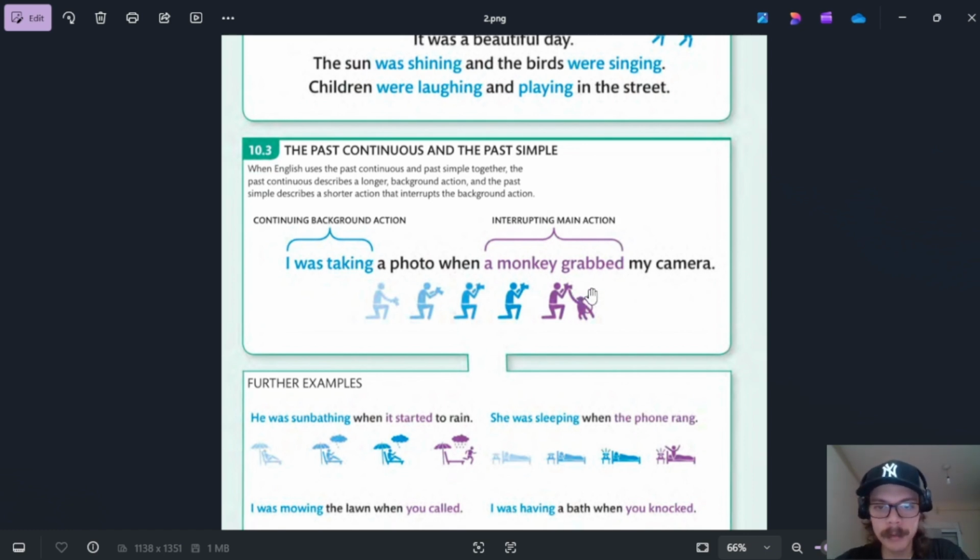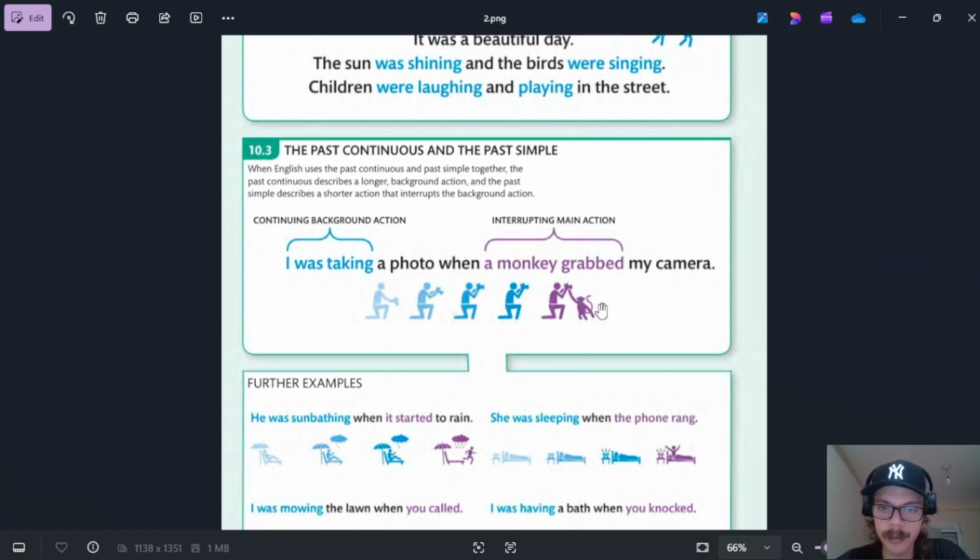Now, the past simple is more focused on the specific action. It's going to be your main action in the sentence. And it's also going to interrupt the continuous action. So here, a monkey grabbed my camera.